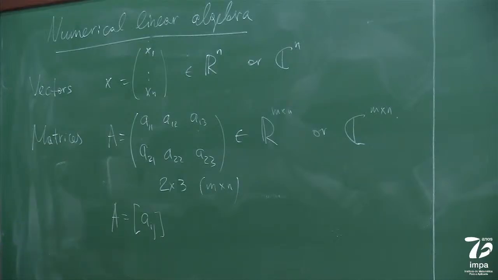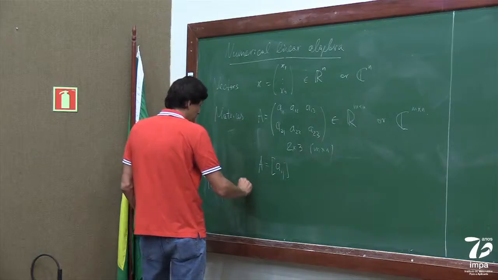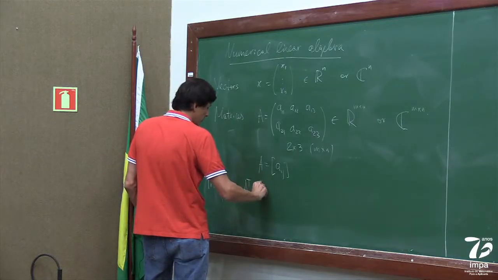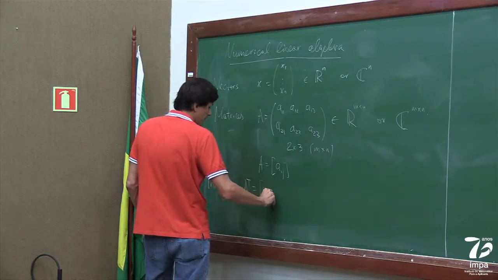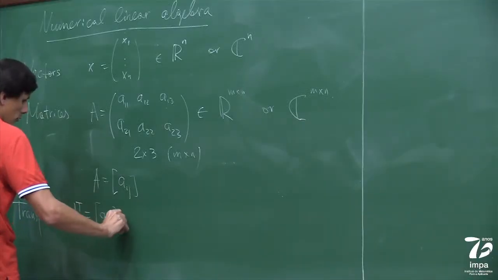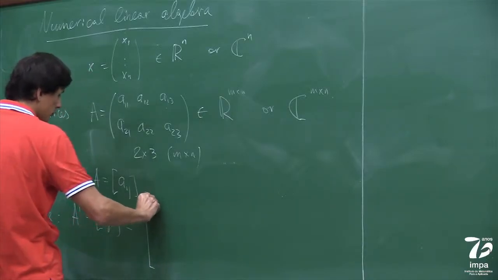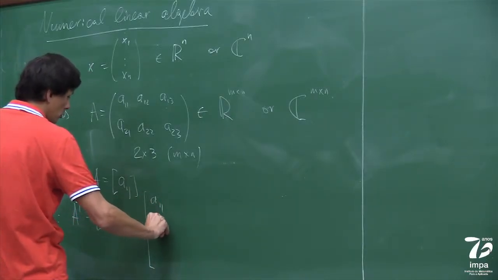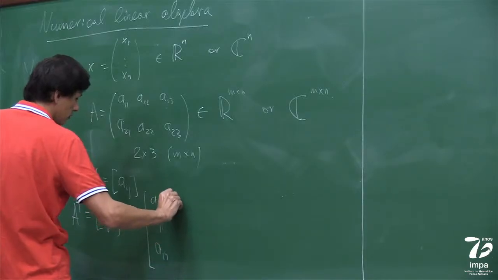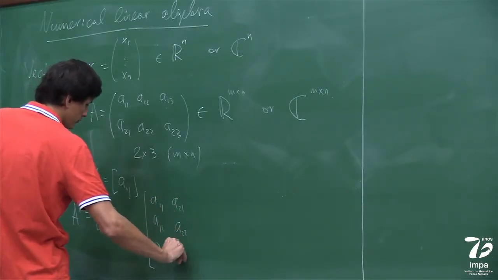Now there are different operations with matrices. The first is transpose. Transpose is when you flip indices. So A transposed is a matrix where, instead of ij, you take ji. So it's a matrix where rows become columns. So now it will become 1,1, 1,2, 1,3, 2,1, 2,2, 2,3.